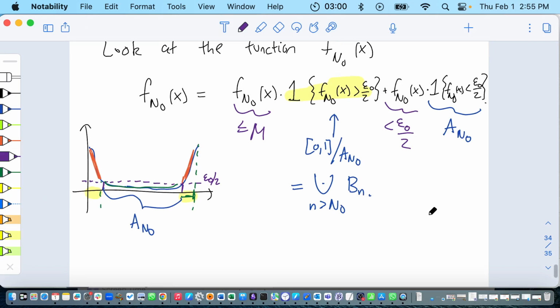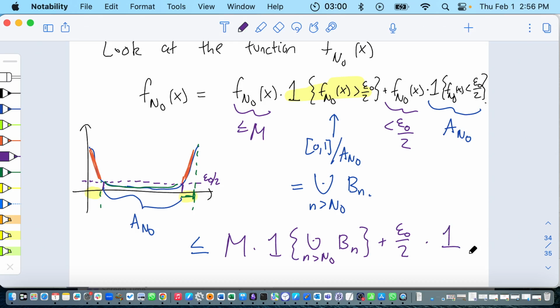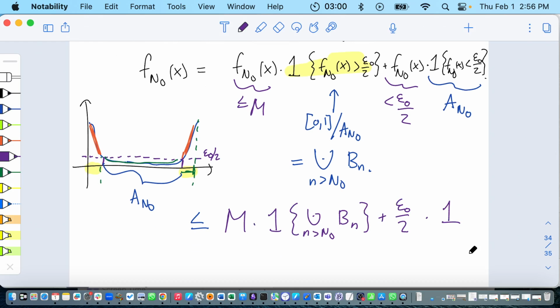So I'm going to say f_n of x is exactly equal to that, and by inequalities it is less than or equal to M times the indicator of the union over n greater than n naught of B_n, plus epsilon naught over 2. I could write the indicator of the set A_n naught, but I'm just going to write 1. The function is always less than epsilon naught over 2 in this region, so you're either in the set or not. In any case, you're always less than or equal to 1. So that'll help me a little bit.